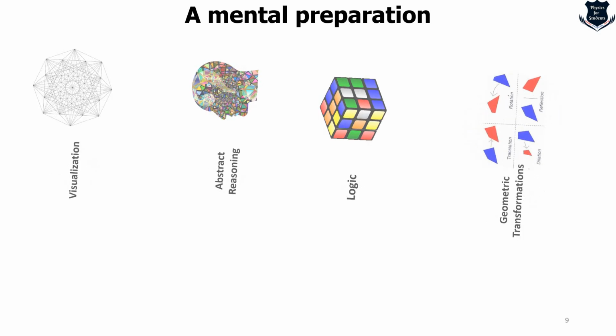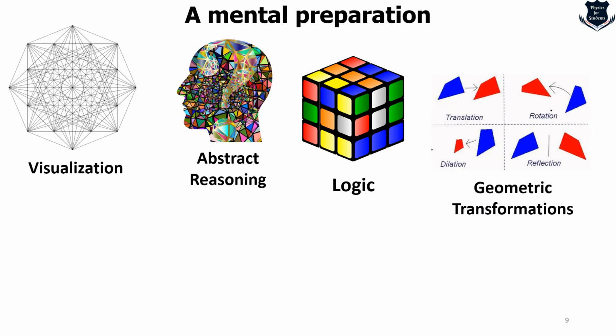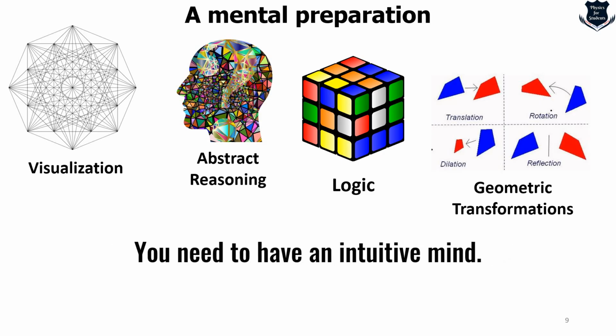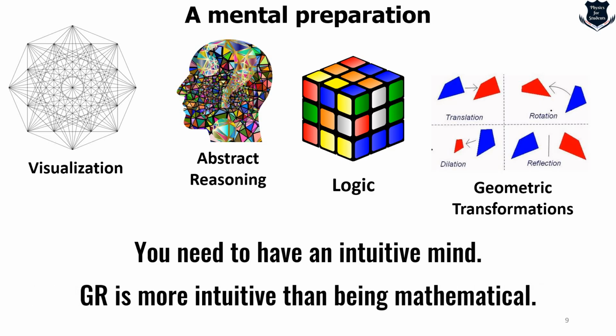So when we talk of mental preparation, it means all those factors: abstract visualization, you need to have strong visualization and logic, and there are geometric transformations, because you see, from the flat space, from the Euclidean space, from the Newtonian mechanics, we are now moving into a much more abstract world where visualization really matters. And that is why I say that GR, or general relativity, is more intuitive in nature rather than mathematical. Obviously mathematics is there, but as you start understanding geometry, you start visualizing that.